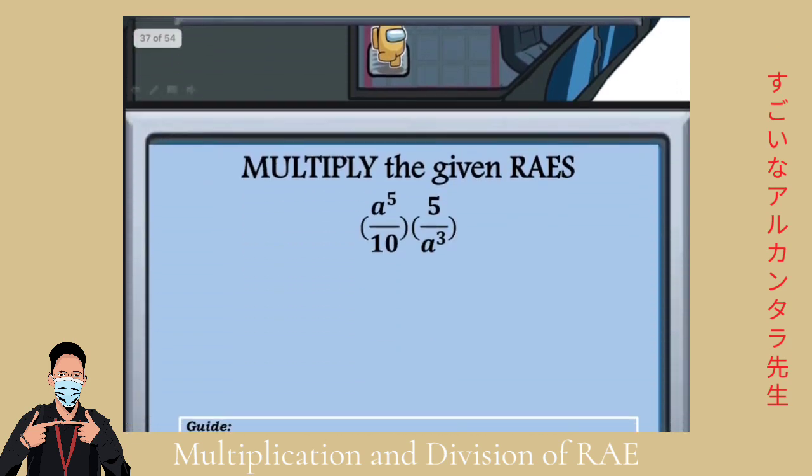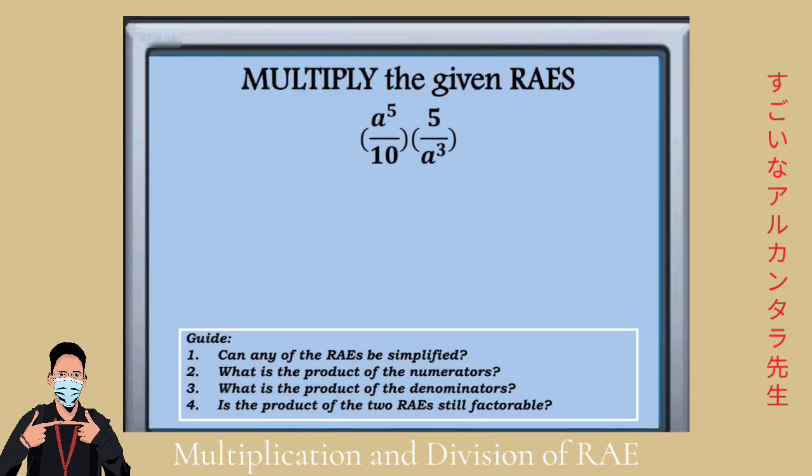Now let's go to our first destination. We have a raised to 5 over 10, and we're trying to multiply it to 5 over 8 raised to 3. If you can see the guide questions right here, can there be simplification done for this given?